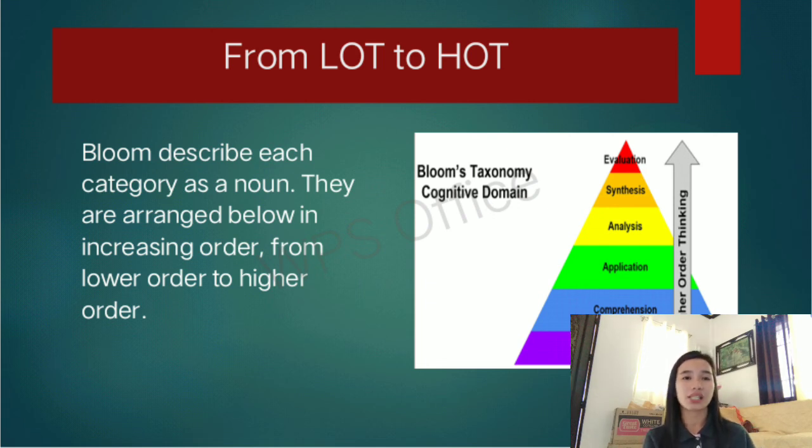From the lower, which is knowledge, comprehension, application, analysis, synthesis, and lastly evaluation. Bloom describes each category as a noun. They are arranged below in increasing order from the lower order to the higher order.